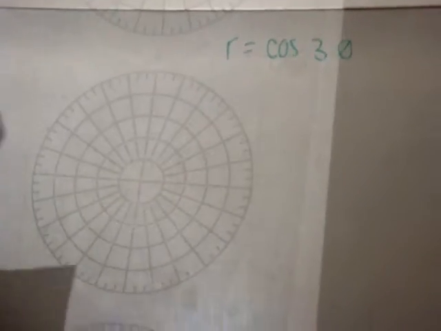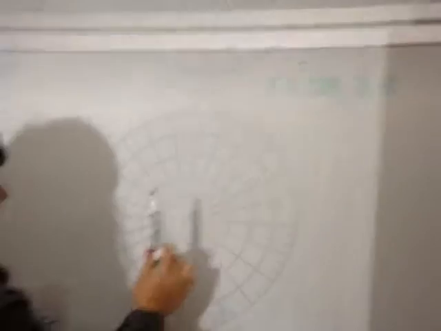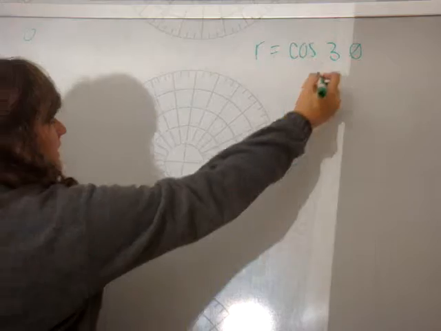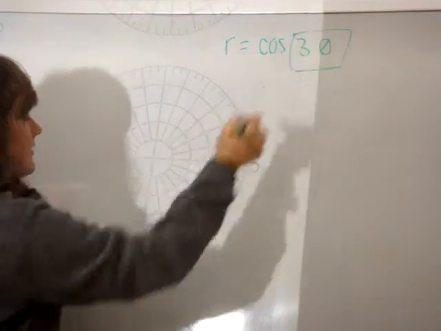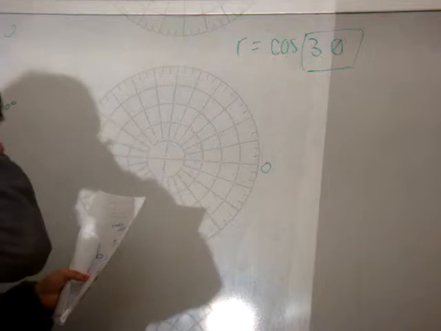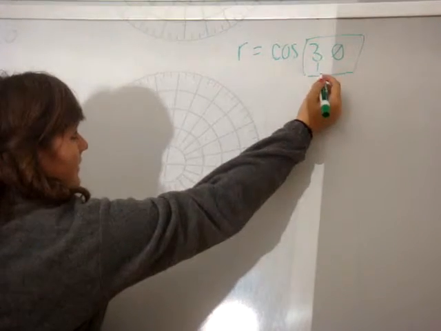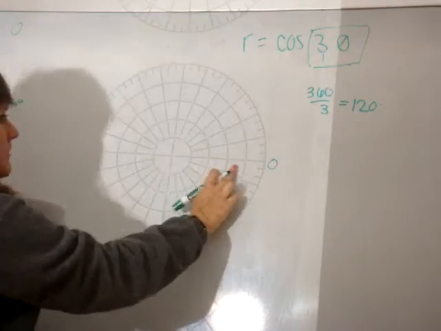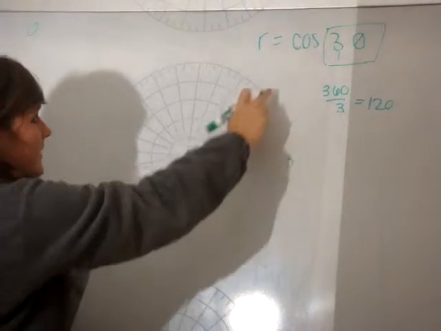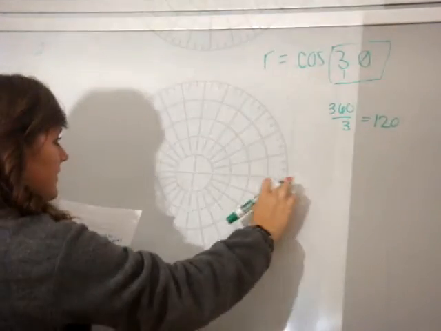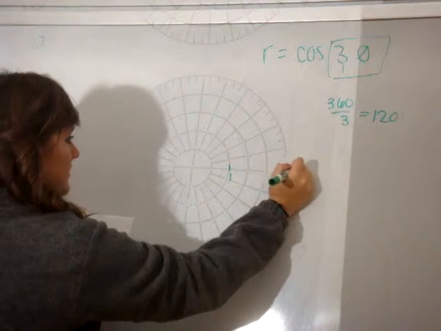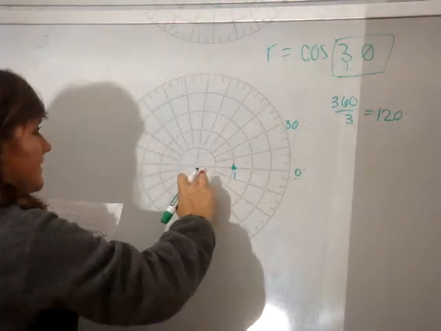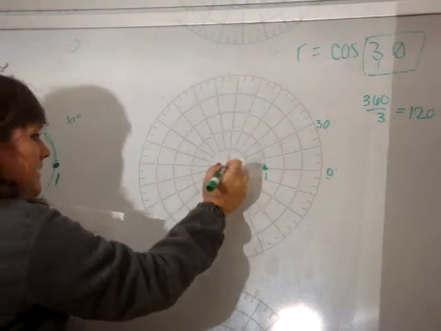Okay, so since at 0, cosine equals 1, you need this to equal 0. And so you would take 360 divided by 3, and that would equal 120, so it's every 120 degrees. And since you have to be at 1, you start at 1, at 0 degrees. And then you would make your little petal.